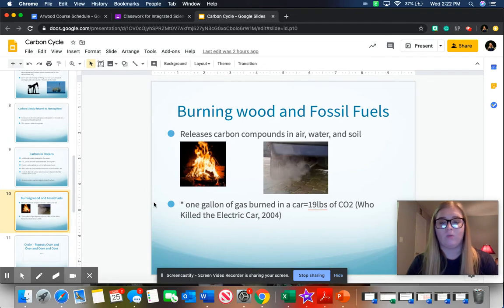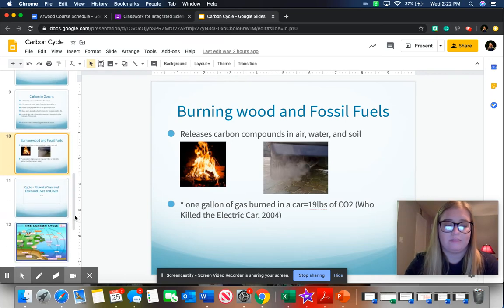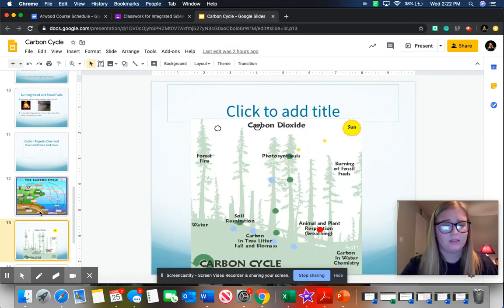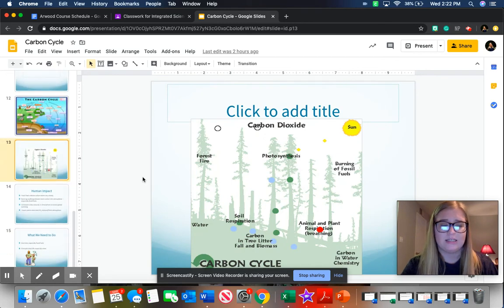So when you burn wood and fossil fuels, that releases carbon compounds into the air, water, and soil. A cool little fact is that for about 1 gallon of gas burned in a car, 19 pounds of carbon dioxide is released. So this shows just everything that contributes carbon dioxide and where it goes. And then this is another picture.